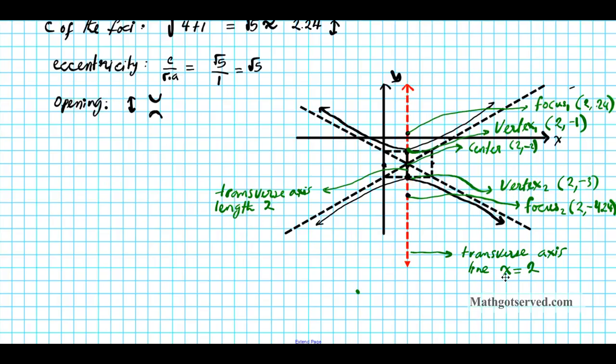Now let's draw the conjugate or imaginary axis. This right here is your conjugate or imaginary axis. Let's label it up here: conjugate axis. You can also call it imaginary. Now, what's our conjugate or imaginary axis line? It's going to be this horizontal line right here.